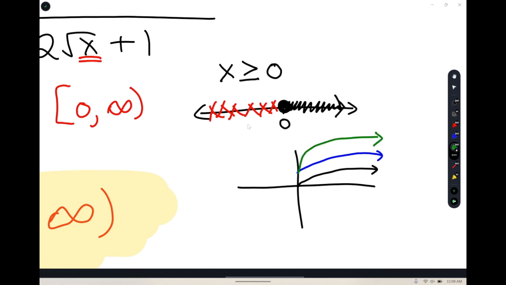Twice as tall. So what is the domain? This was +1, and this was times 2. What is the domain of that green function? It matters that you know what letter domain goes with. So does domain go with x or y? Domain only goes with x.